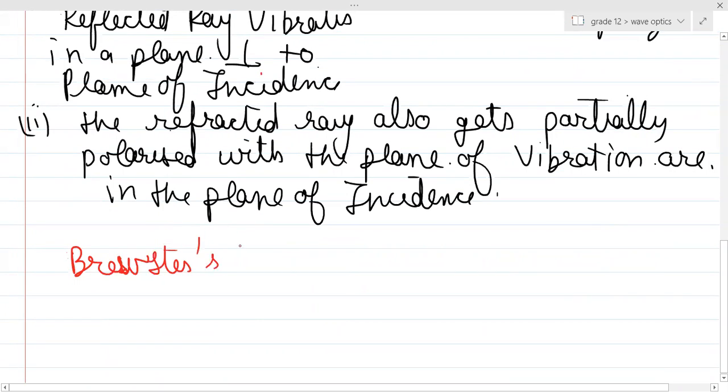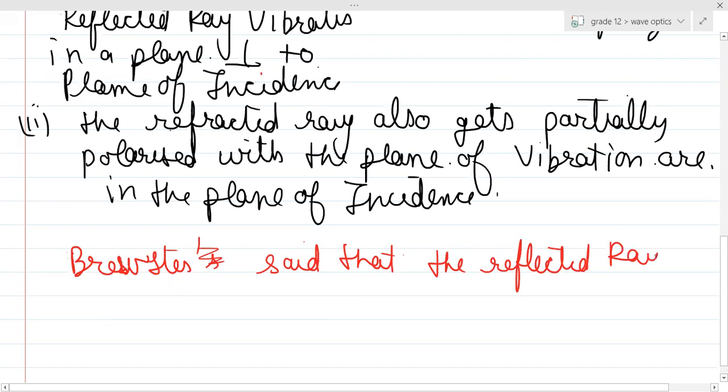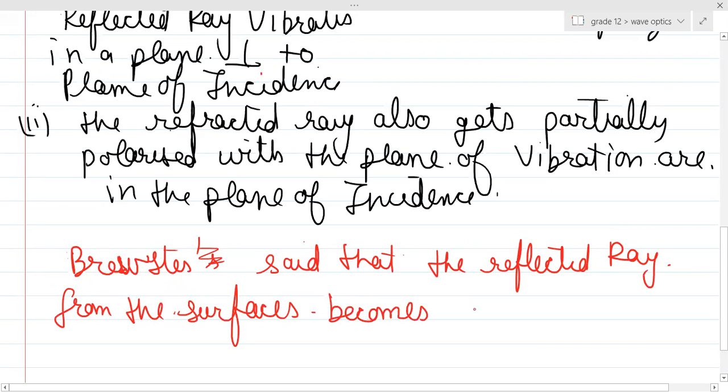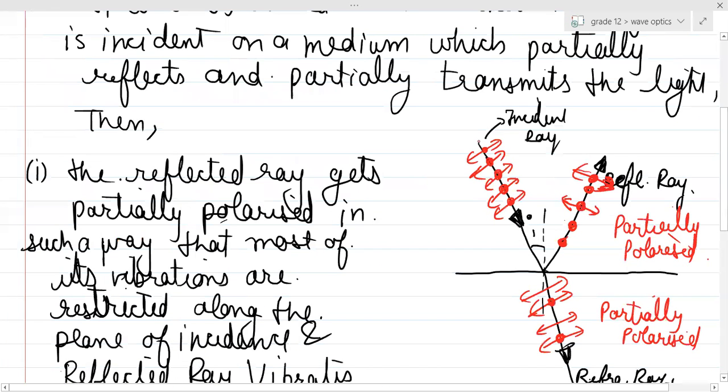Brewster did a series of experiments, and he said that the reflected light, the reflected ray from the surface, becomes completely plane polarized. Basically, what happens if you try to increase this angle of incidence? The reflected ray will also shift over there, right? And the refracted ray will also shift over there, but by a certain different angle, following Snell's law and all, right?